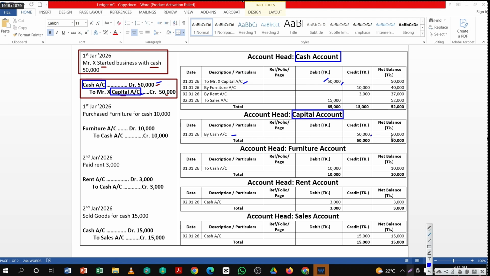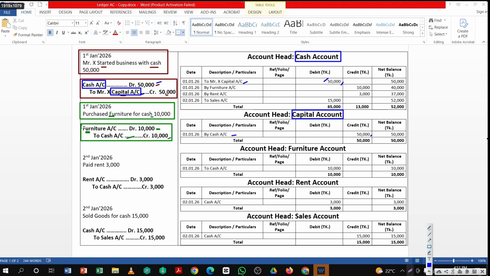Credit 50,000. Second entry, 1st January 2026, purchased furniture for cash taka 10,000. Transaction will be furniture account debit 10,000 to cash account credit 10,000. Here furniture purchase, so asset increase, furniture account debit 10,000, paid by cash 10,000, asset decrease, so cash account credit 10,000. So to cash account credit 10,000.